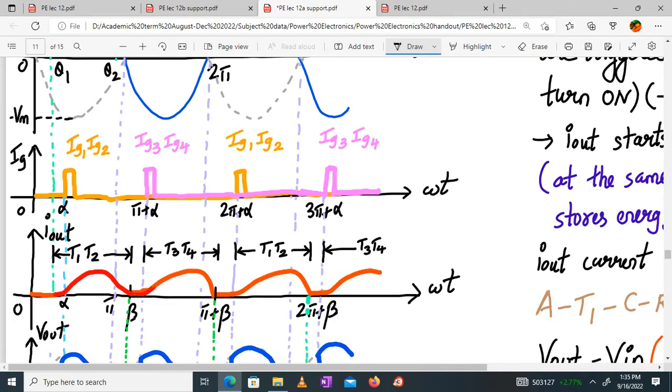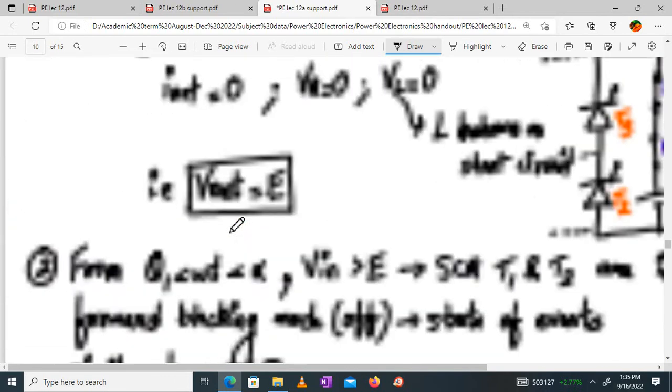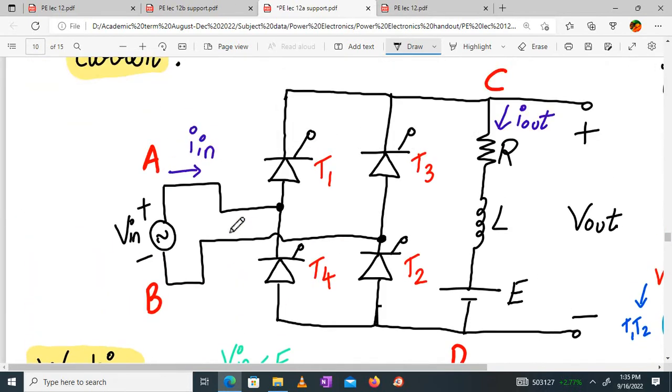Now we have negative half cycle. So input current direction will reverse. Output current will remain same in the same direction. Why? SCR है unidirectional device है. They allow the current only from anode to cathode and not other way around. So the current flowing through the load will always be from C to D.